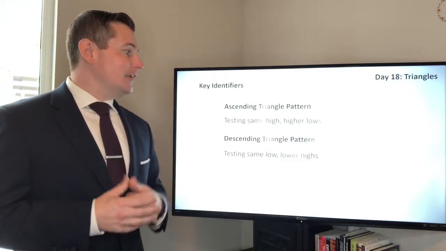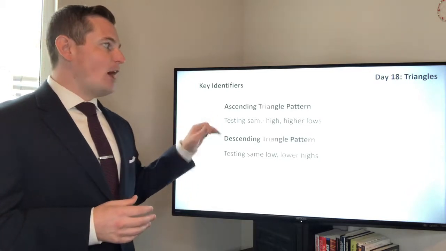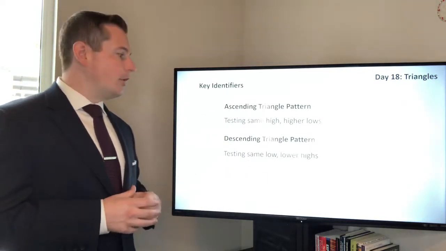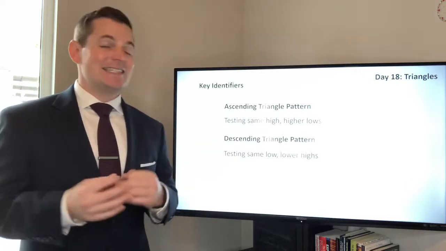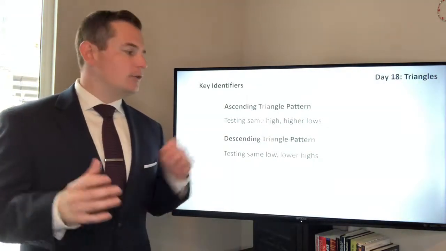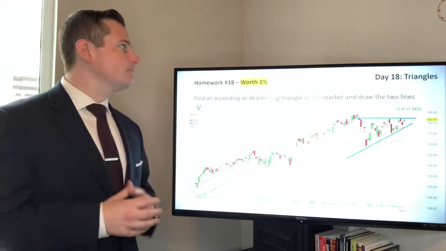So let's just get into some key identifiers. In the ascending triangle pattern you're testing the same high, but there are higher lows, and that's important to know. And then there's a descending triangle pattern where you're testing the same lows, but there are lower highs, and they're easily visible on the chart. So you should be able to see that.